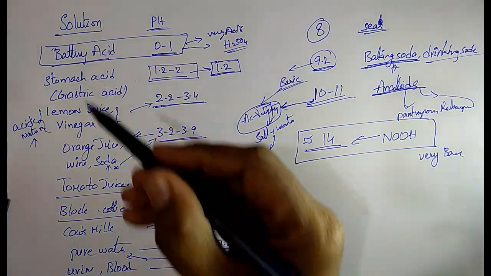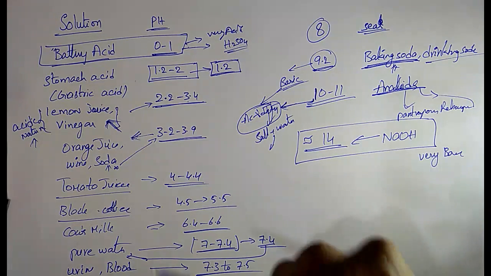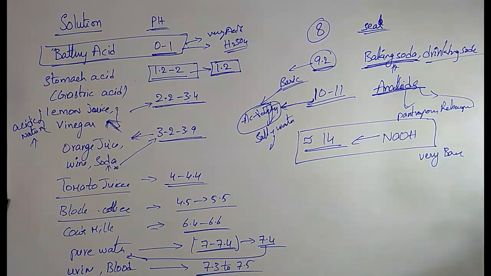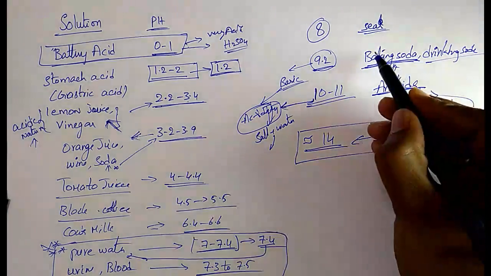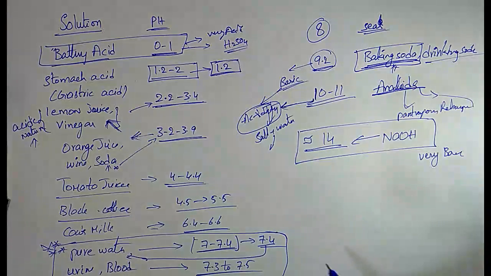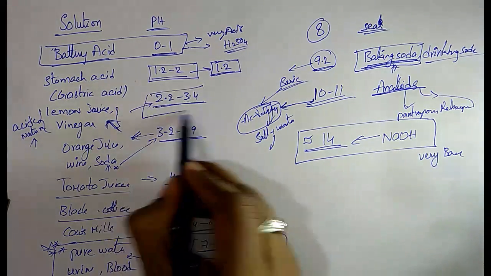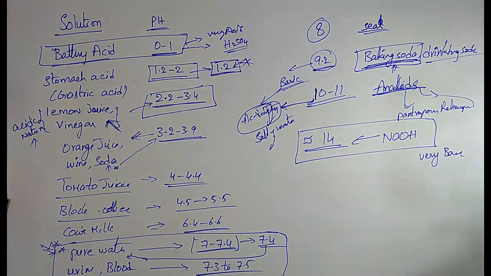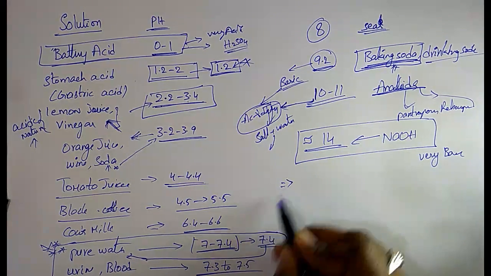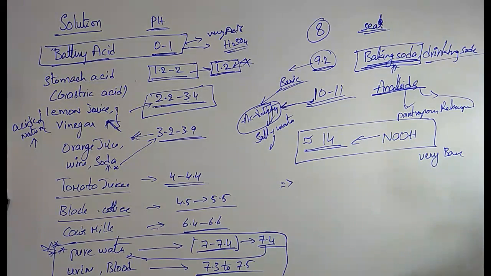Okay, these are some important solutions and pH values. Here the pure water, urine and blood values are very important from the exam point of view. Okay, and also baking soda. Okay, and also lemon juice or gastric acid. Okay, and some important points about these pH values.